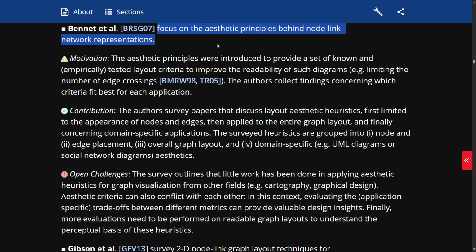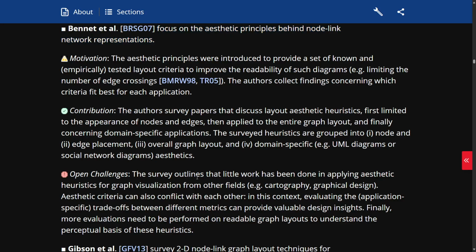Open challenges. The survey outlines that little work has been done in applying aesthetic heuristics for graph visualization from other fields, for example cartography, graphical design. Aesthetic criteria can also conflict with each other. In this context, evaluating the application-specific trade-offs between different metrics can provide valuable design insights. Finally, more evaluations need to be performed on readable graph layouts to understand the perceptual basis of these heuristics.